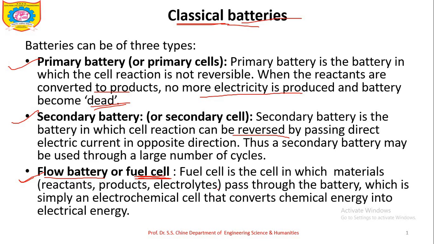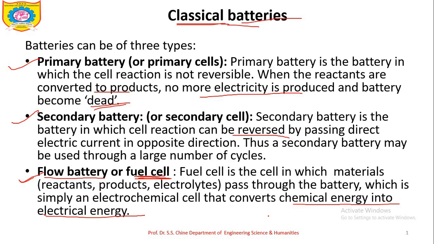Then next is a flow battery or fuel cell. So what is the difference in this? A flow battery or fuel cell is a type of electrochemical cell in which materials like reactants, products and electrolytes are present. This passes through the battery, which is simply an electrochemical cell that converts chemical energy directly into electrical energy, and that's why this can be used in electric vehicles.